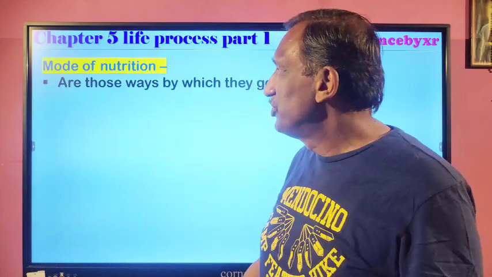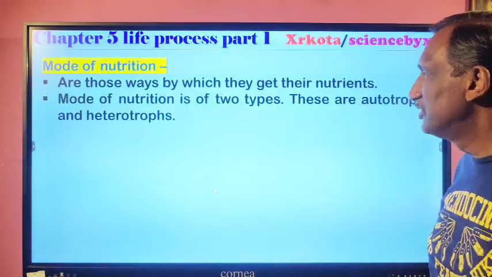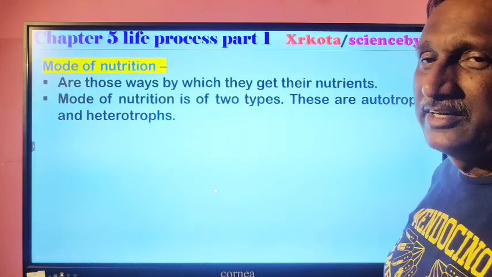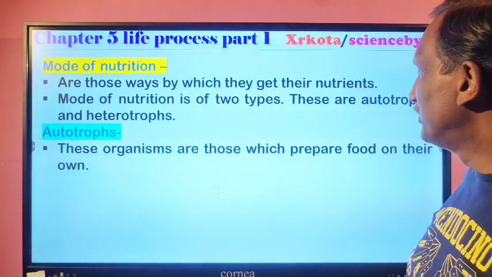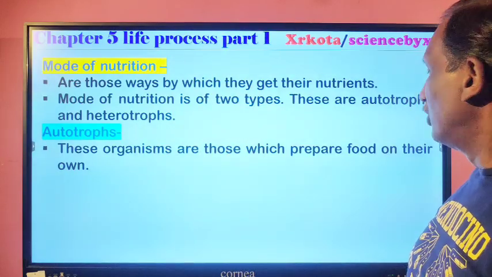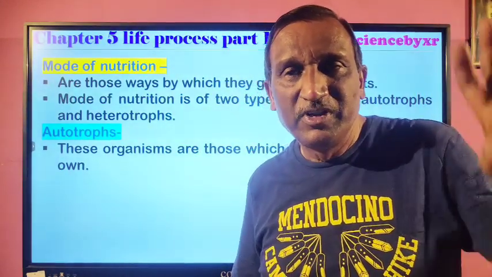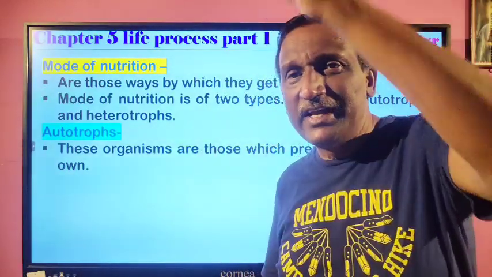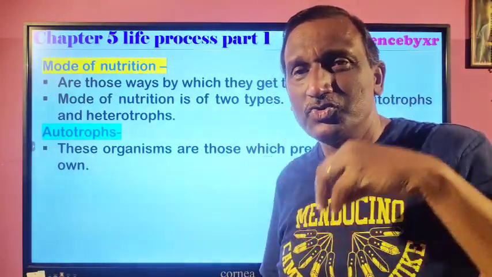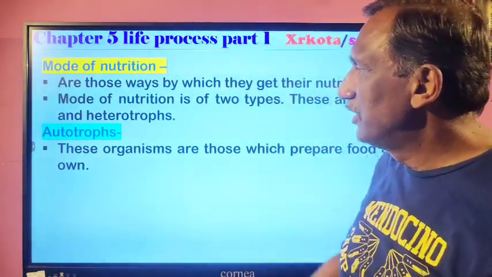ठीक है, तो चलिए मोड ऑफ न्यूट्रिशन को डिफाइन करते हैं. Mode of nutrition are all those ways by which we get our nutrients. Mode of nutrition is of two types. These are autotrophic and heterotrophic. I already defined them. Autotrophs क्या हैं? These are those organisms which prepare food on their own. They are not depending on other. खुद से बना लेंगे. They will take the water from soil and carbon dioxide from air and light from sun or any other source, and they will use these things in their chlorophyll, and they will make their food.